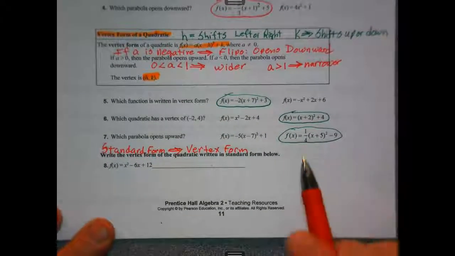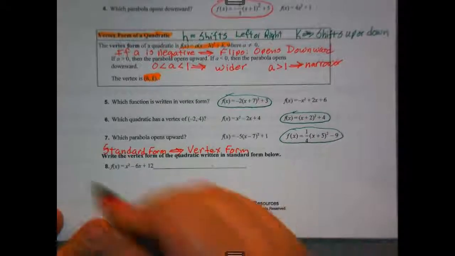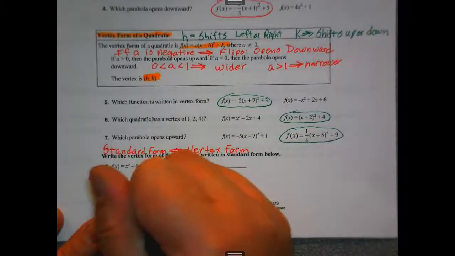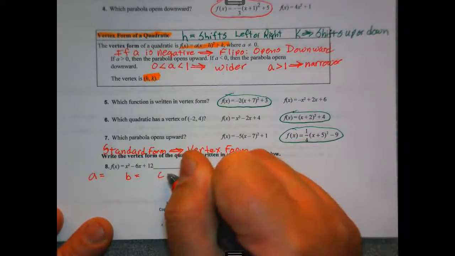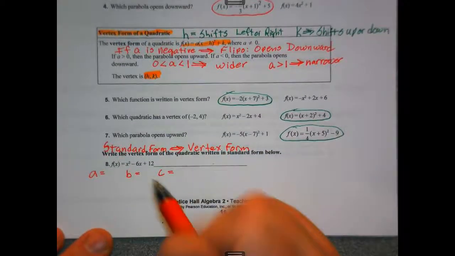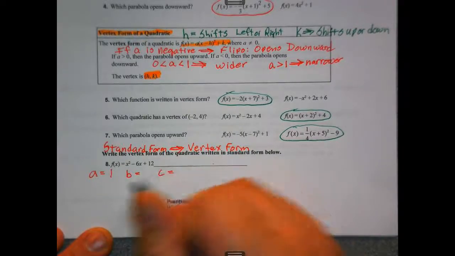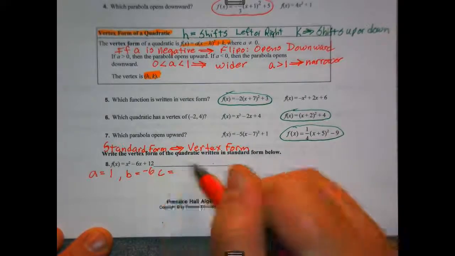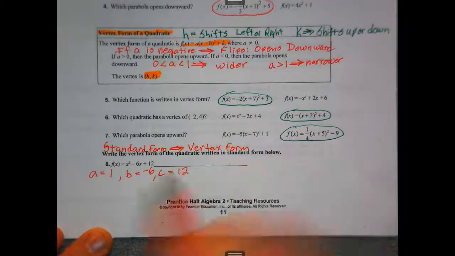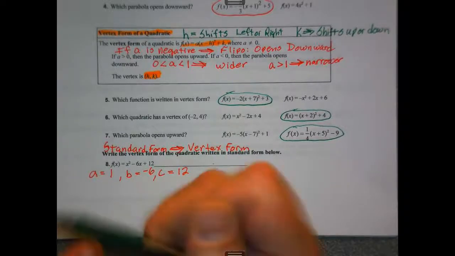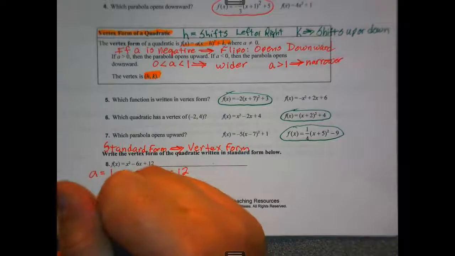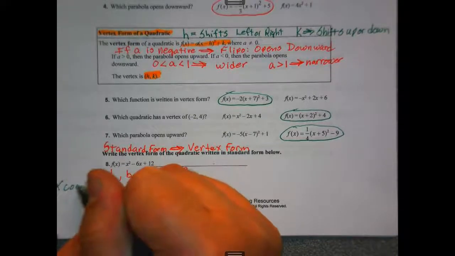All right, so let's see. We need our A, B, and C, right? So what's our A? What's our B? And what's our C? Okay, what's our vertex? Or the x-coordinate of the vertex.